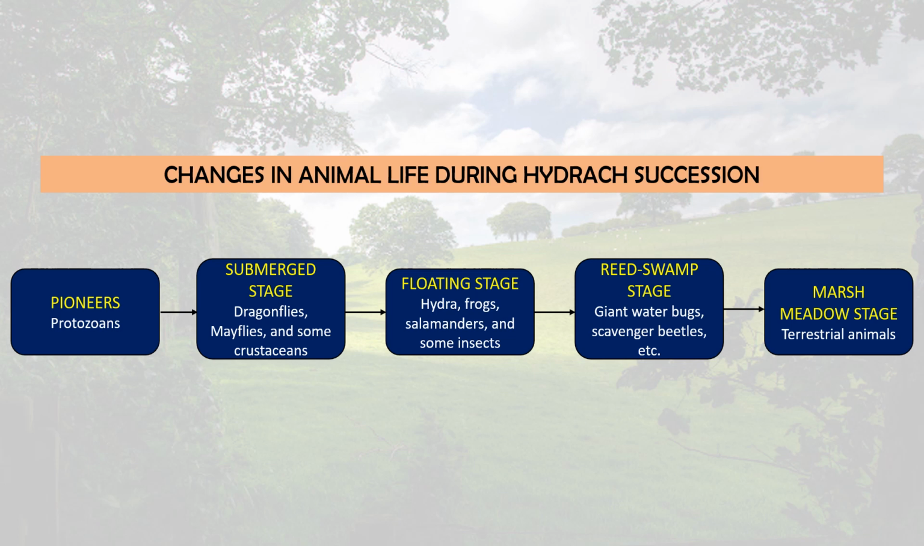Now the last stage is the marsh meadow stage. In this stage, the pond becomes a temporary pond, which may dry up in summer. So only those animals are present which can withstand drying in summer. And fishes are excluded from this group, and plants are replaced by woody forests. So there is a change in the animal life, like terrestrial animals are found in this habitat.